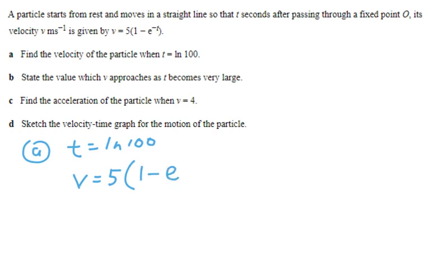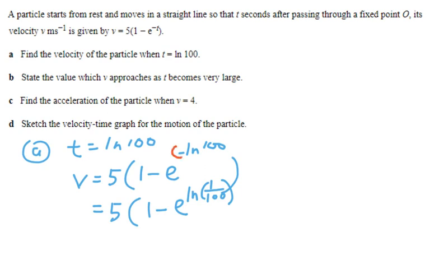minus exponential of negative ln of 100. Okay, to continue with this, you can actually write it in the form like this, where you have 1 minus exponential of ln of 1 over 100. Because you bring the negative up, it will become power negative 1. Okay, 100 with power negative 1 will give you 1 over 100.